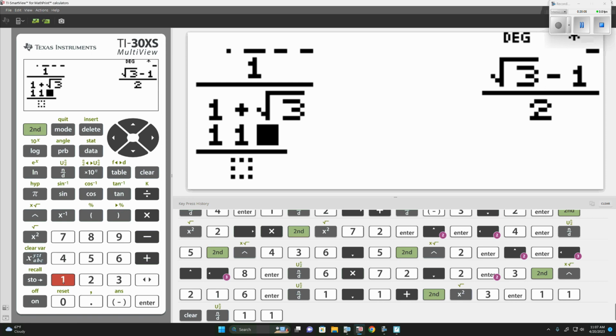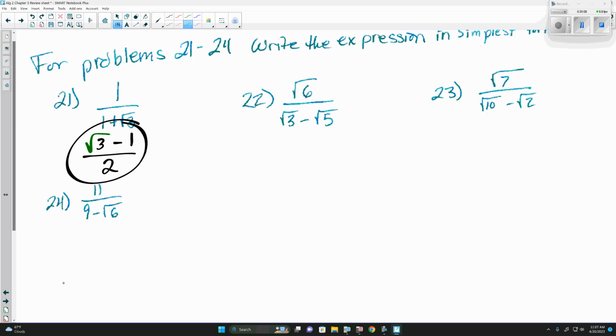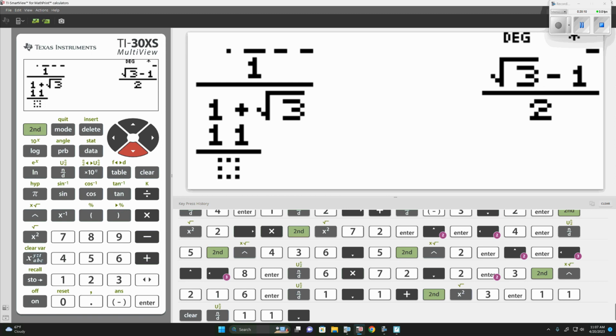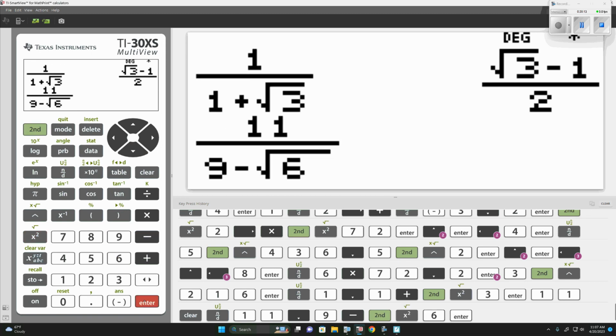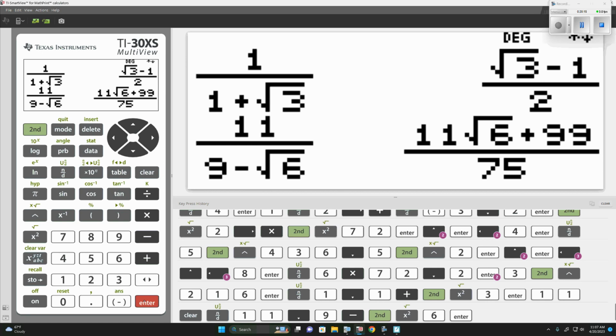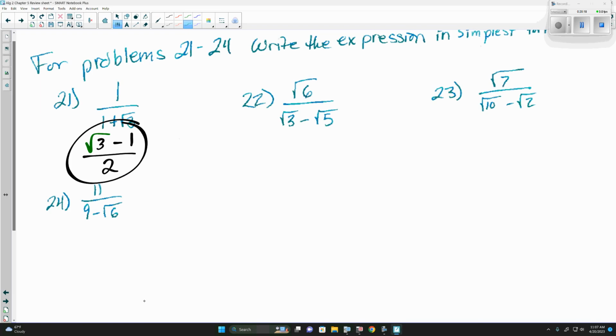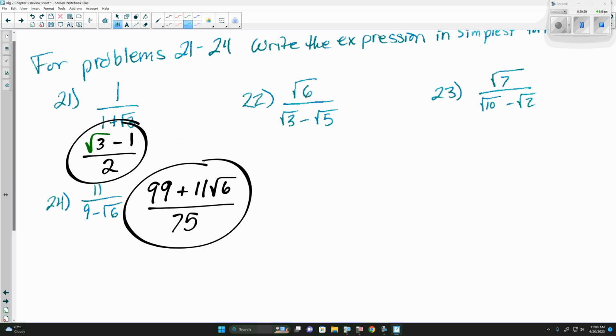So let's see here. 11 minus 9 minus square root 6, it should be plus. 99 plus 11 square root of 6 all over 75. So it should be plus. Yep, I'll just need to fix that. But these here, we can plug it into the TI-Nspire. If you plug it into the graphing calculator, it will give you a decimal, and that's not the correct answer.